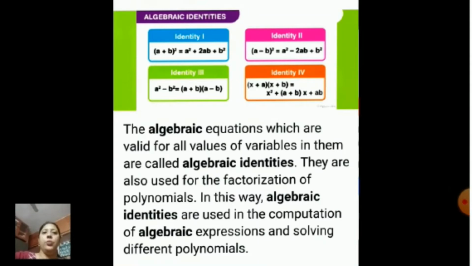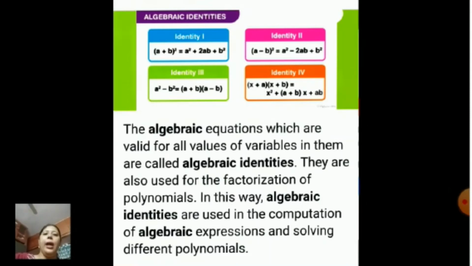So here, when you are doing (a plus b) whole square, you can assume any value for a and b, and you can put it in left hand side and right hand side. You will get it satisfied by the assumed values. So the algebraic equations which are valid for all the values of variables in them are called algebraic identities. Now in the next slide we will show how it is valid for all the values of variables and how it is called algebraic identities.